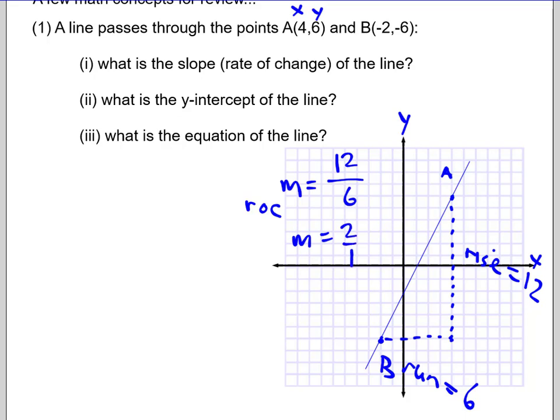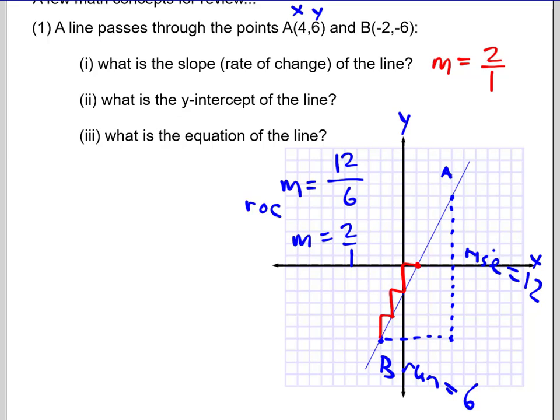And what we should find is that anywhere on this line, this linear relationship, if I go up 2 and right 1, I land back on the line. Okay, so that slope is constant throughout the entire linear relationship. So our slope is 2 over 1.